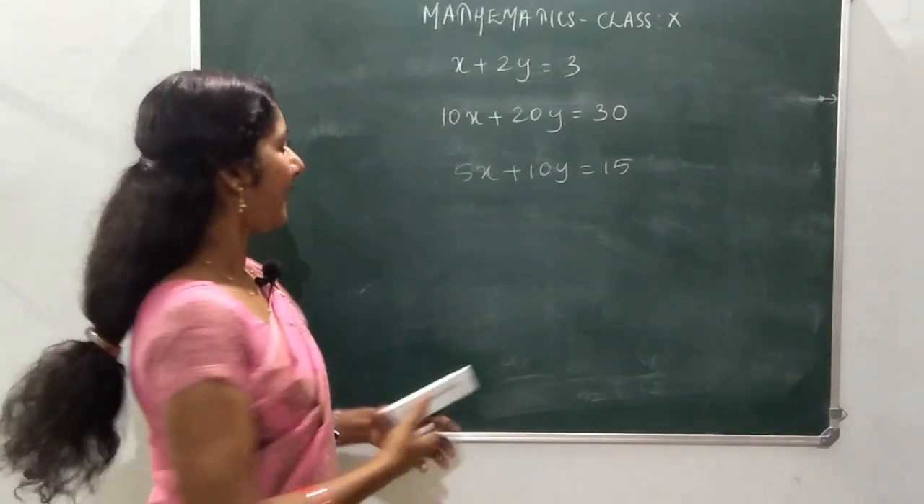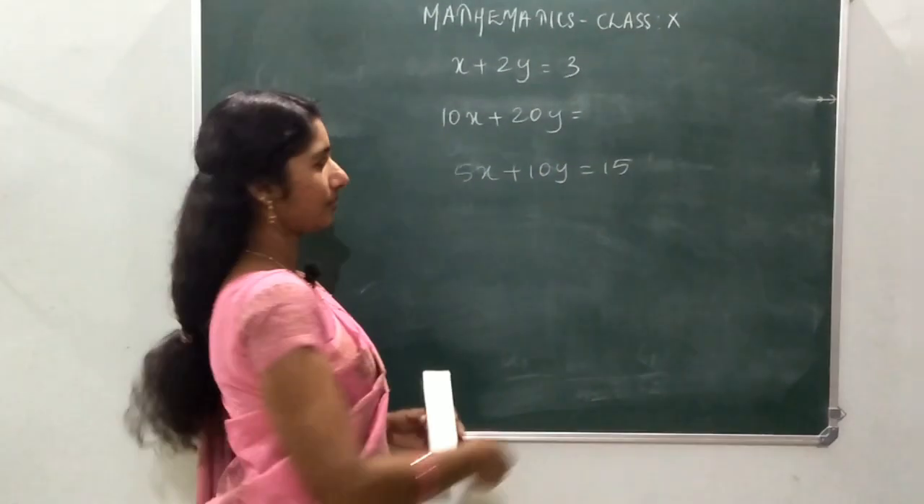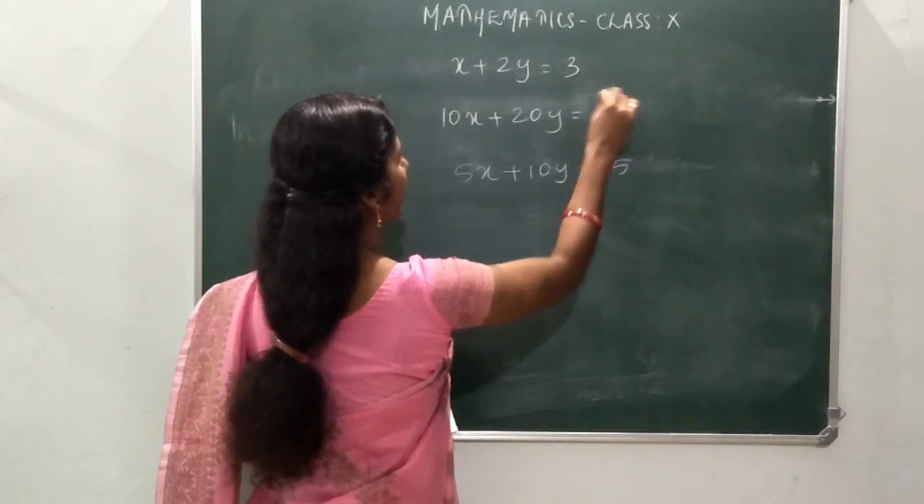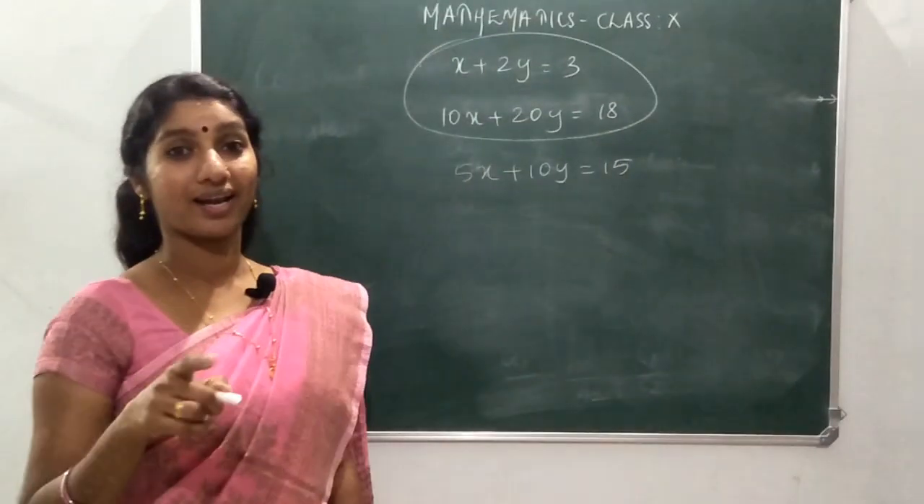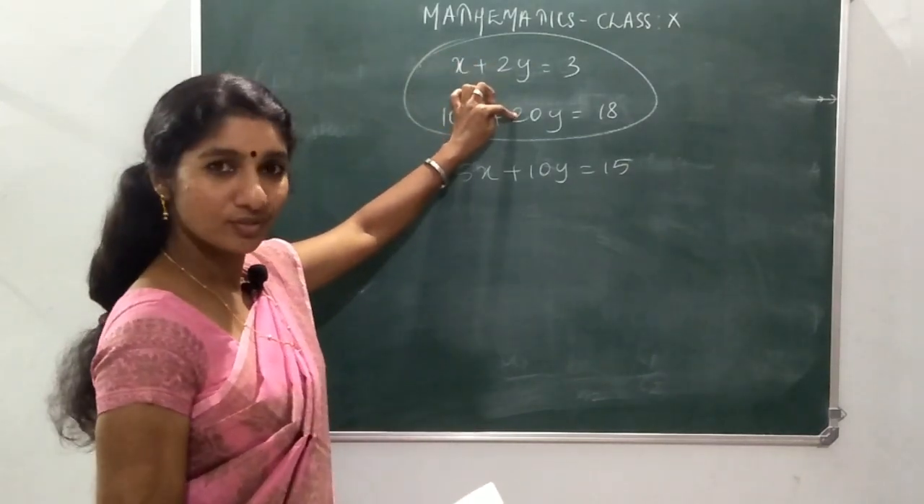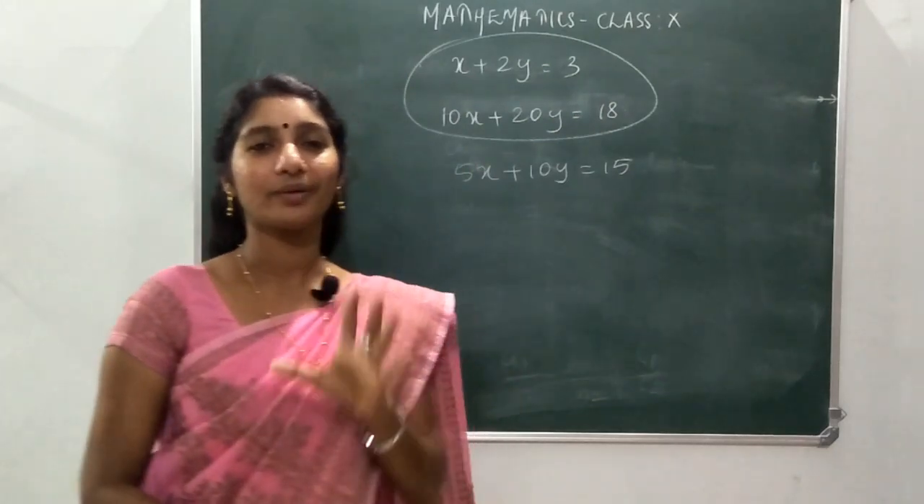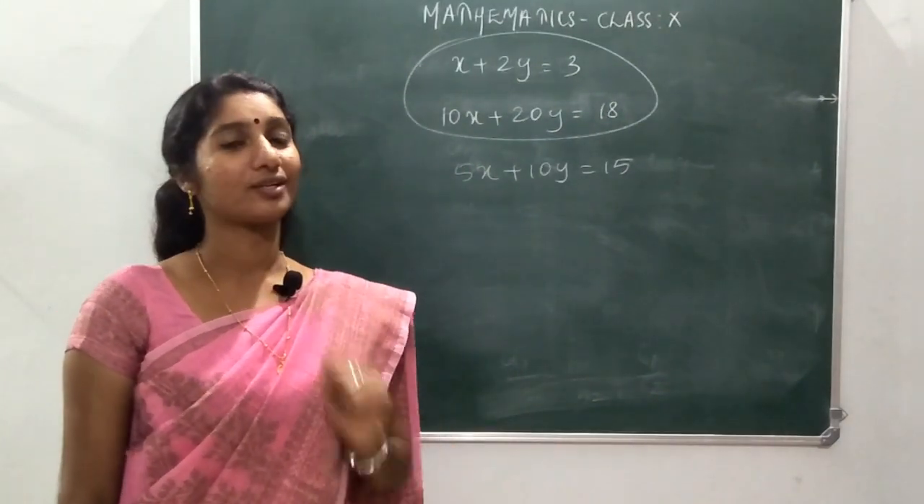Clear? And see, if you do not make c1 by c2 equal, instead of 30 you write another number, say 18, then these two equations are parallel lines. See, a1 by a2 is 1 by 10, 2 by 20 is also 1 by 10, 3 by 18 is not 1 by 10. So we are getting a1 by a2 equal to b1 by b2 but not equal to c1 by c2.